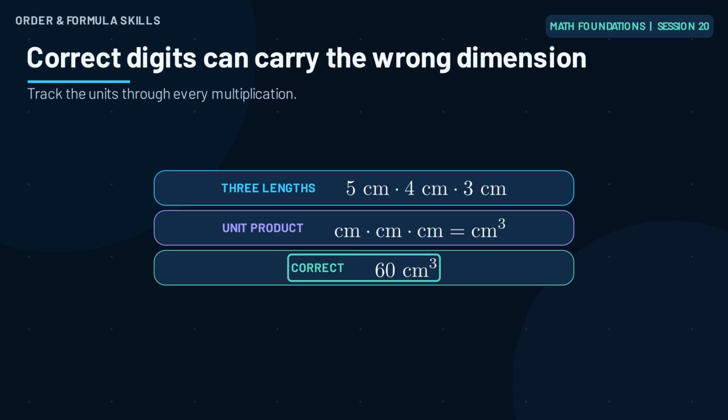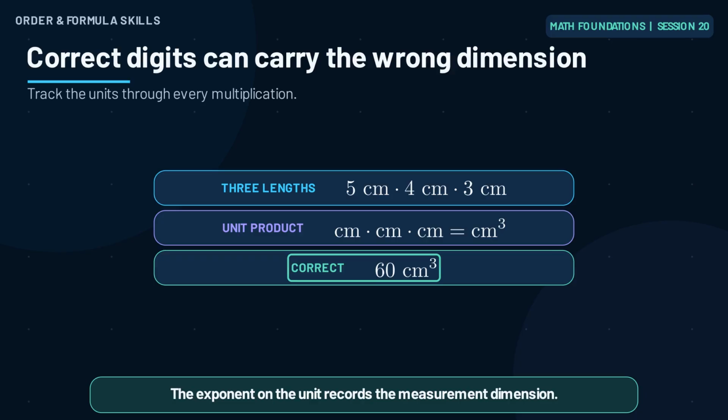The exponent on the unit records the dimension of the measurement. Ask whether the answer counts faces or fills interior space. Units are part of the answer, not decoration after it.